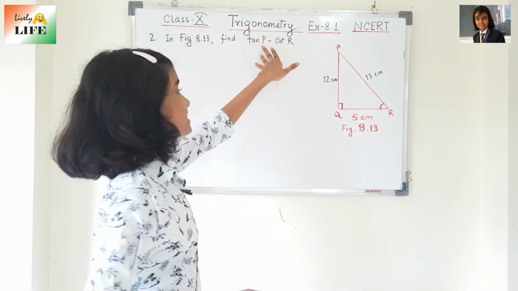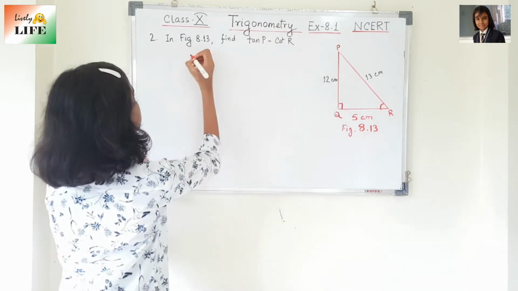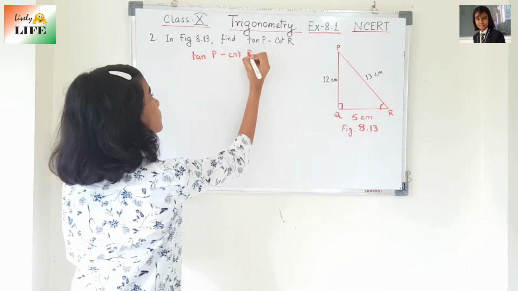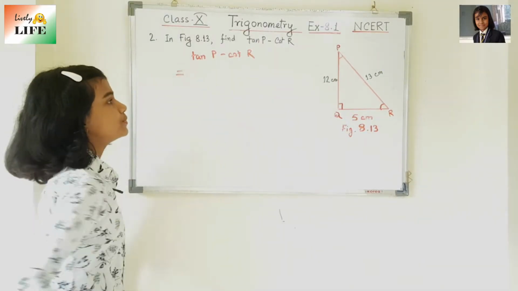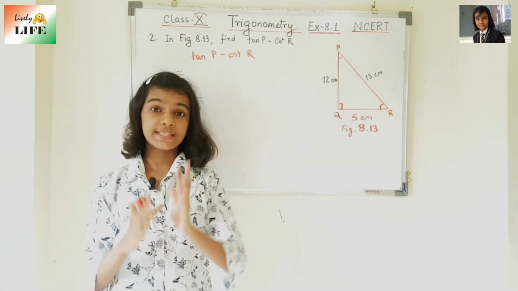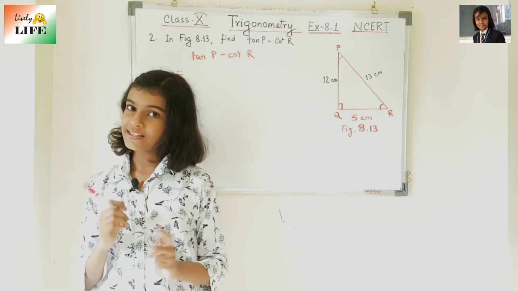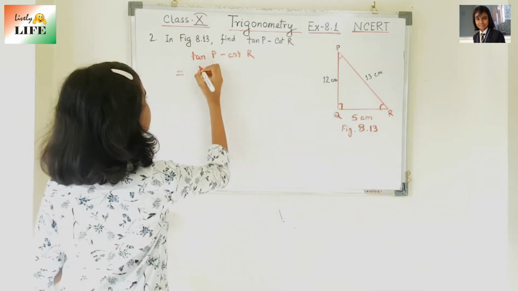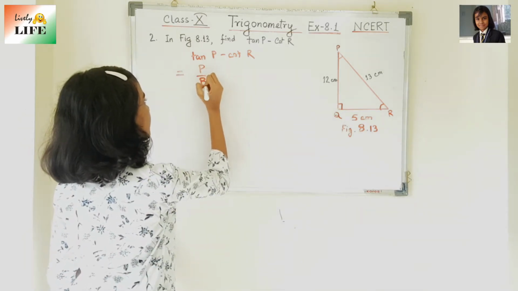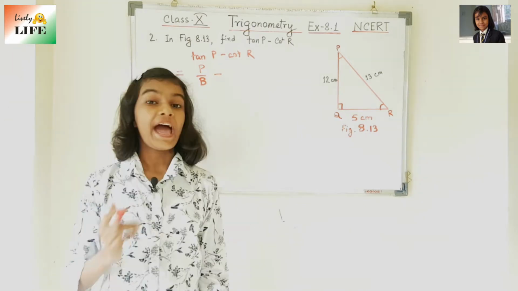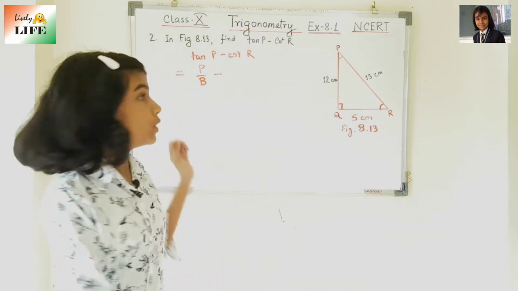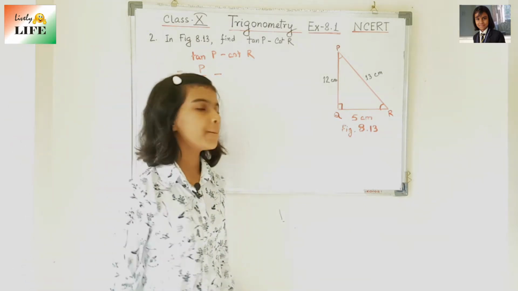So, what is tan P minus cot R? What is the formula of tan? Tan is the ratio of perpendicular by base, right? P by B, minus. And what is cot? Cot is equal to B by P, right? B by P.